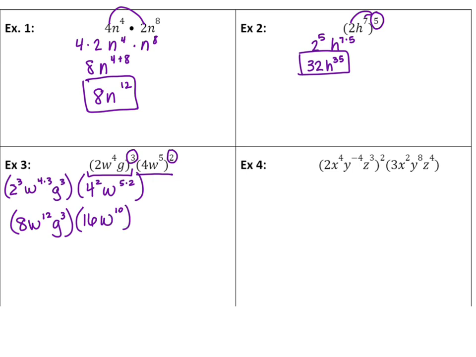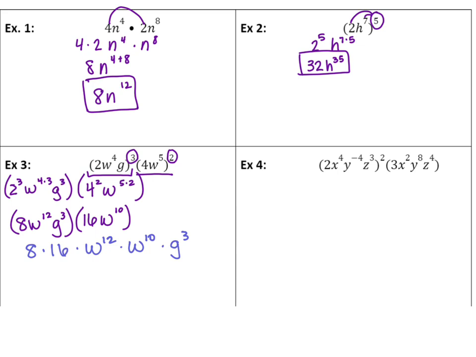Now that I have taken care of my power of a power rule, I'm going to do my product of powers, which requires me to multiply my numbers together. So like I did on that first one, I can rewrite them in an order that makes sense since we're multiplying. So I can kind of put my like terms near each other. So I can have 8 times 16, and I could write it times W to the 12th times W to the 10th, and then put that times G cubed at the end there. And now all I have to do is simplify.